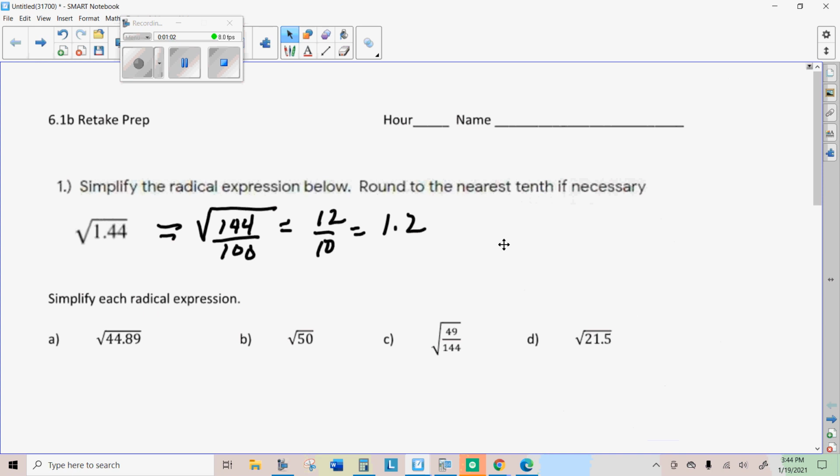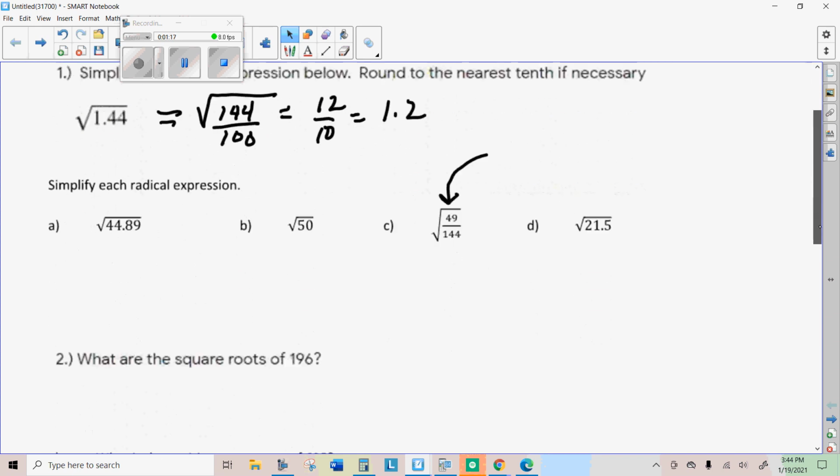All right, so that's all there is to it. If you want to use your calculator, go ahead. If you get a fraction, you should leave your answer as a fraction. So for that one, you should write your answer as a fraction. Round to the nearest tenth if necessary.